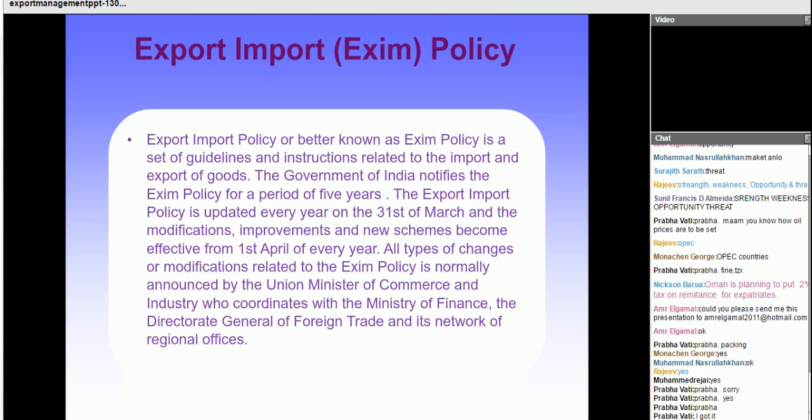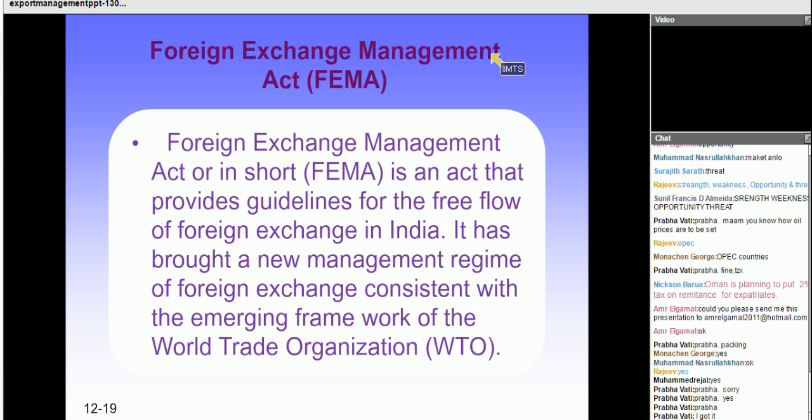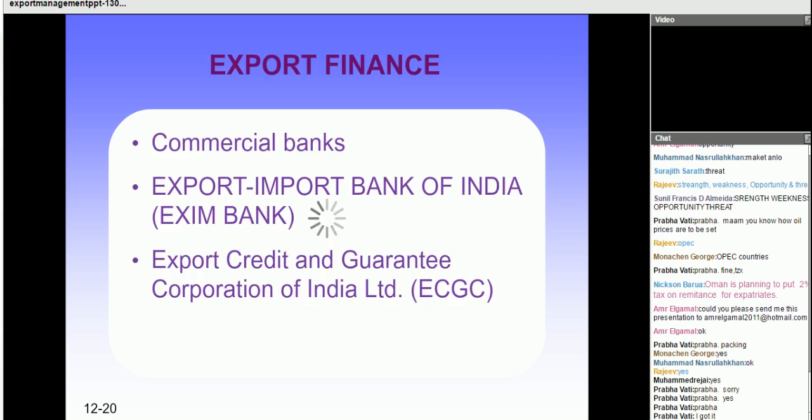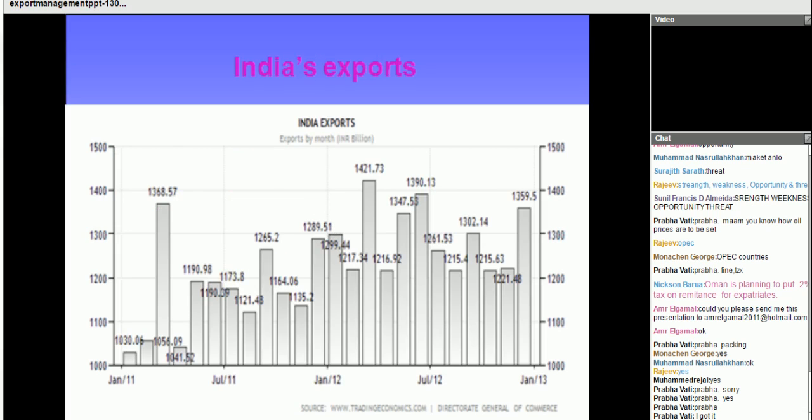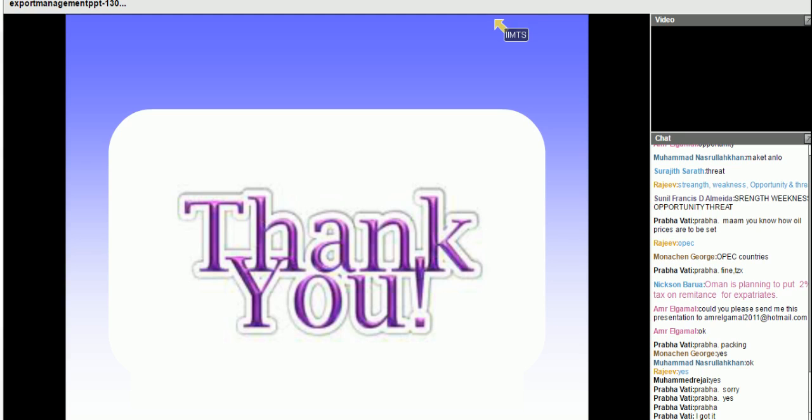Then this is the EXIM policy. This also varies from country to country. Then there is a trade act which is involved in foreign transactions in India. That is FEMA, the Foreign Exchange Management Act. And there is another one, that is FERA, the Foreign Exchange Regulation Act. So these are the agencies which we have seen.